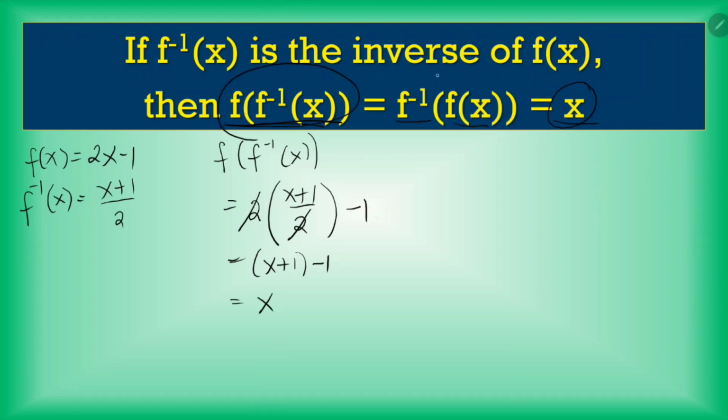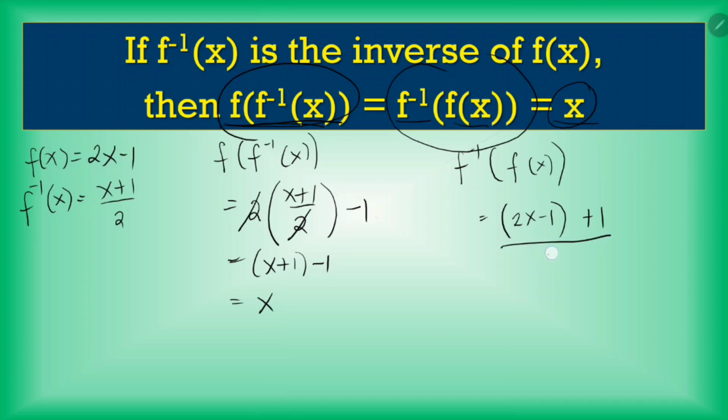So, let's now do the second composition, that is f raised to negative 1 of f of x. Here, we put 2x minus 1 into the inverse. So, we have the 2x minus 1 plus 1 all over 2. This one becomes 0. So, we have 2x over 2, and then 2 will be cancelled, so we have x. Therefore, we have solved for the correct inverse function in the previous given. That's how we verify.